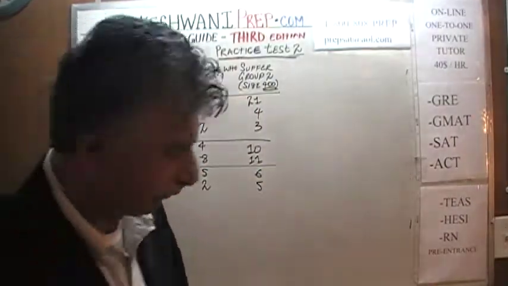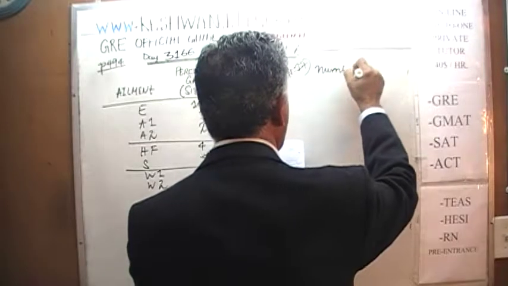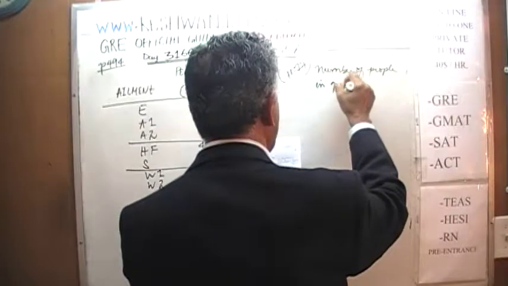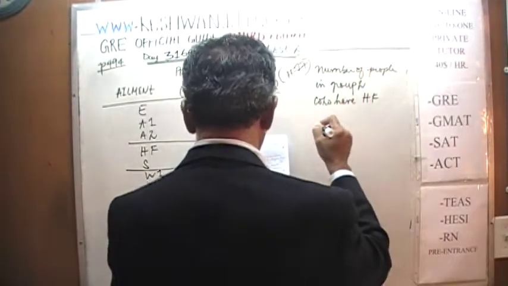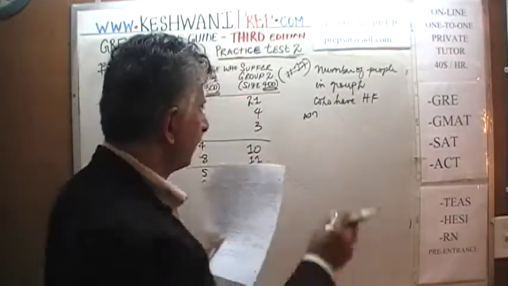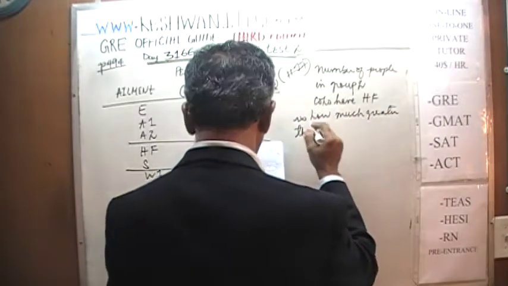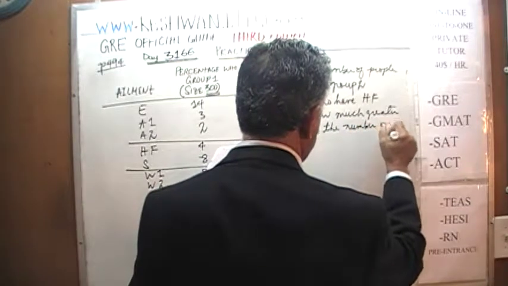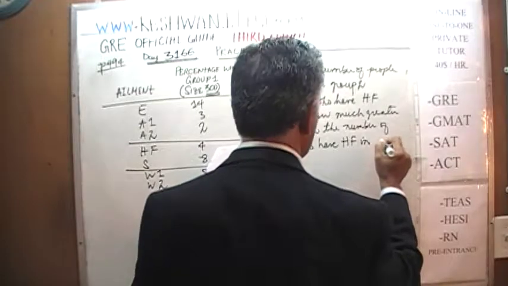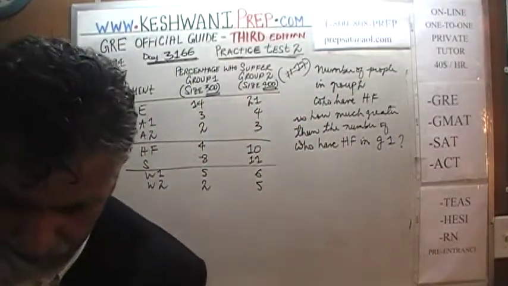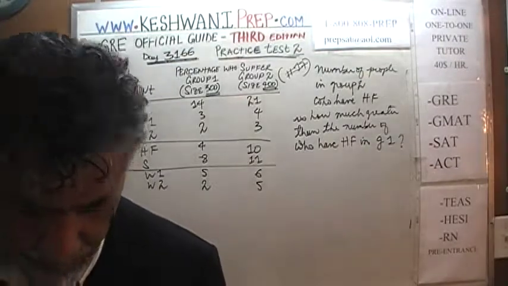Let's look at first question, number 17. It says number of people in group 2 who have hay fever is how much greater than the number of people who have hay fever in group 1. One more time, number of people who have hay fever in group 2 is how much greater than the number of people who have hay fever in group 1.